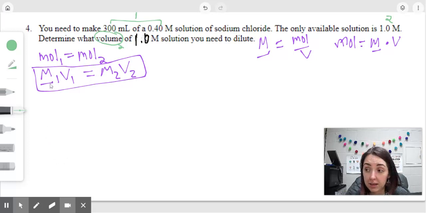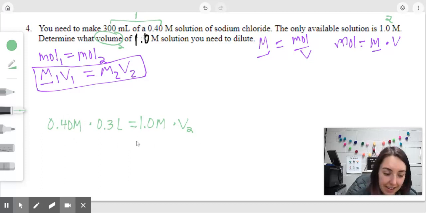So I know if I take the molarity times the volume of solution 1, so 0.4 molar times the volume in liters, of course, because molarity is in moles for every liter, so times 0.3 liters, equals my 1.0 molarity times V2. So I can solve for V2. And wouldn't you know, this one makes it pretty easy because we're just multiplying V2 by 1. So if I do 0.4 times 0.3, I get 0.12, and that works out to 2 sig figs as well.